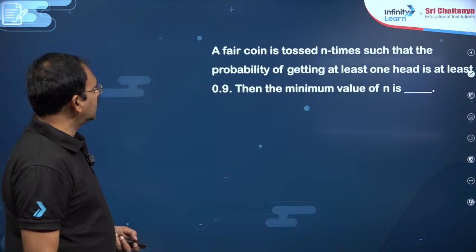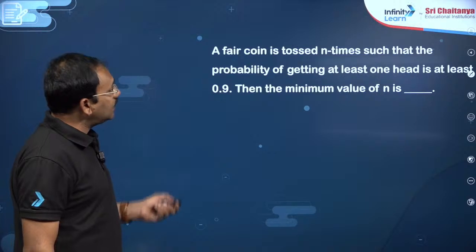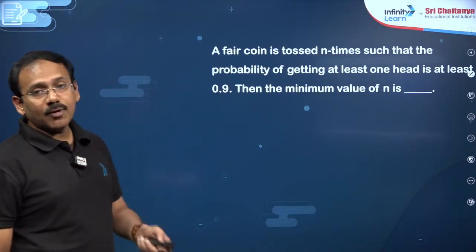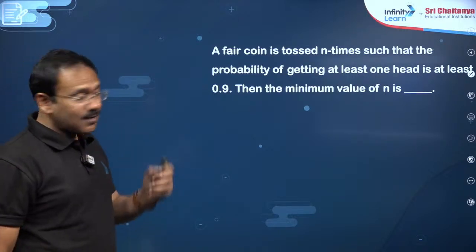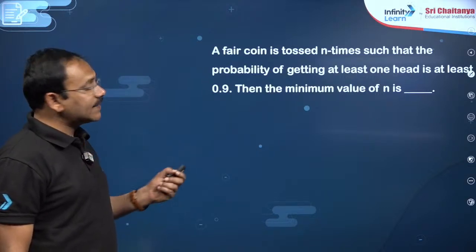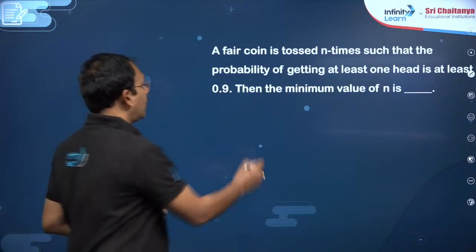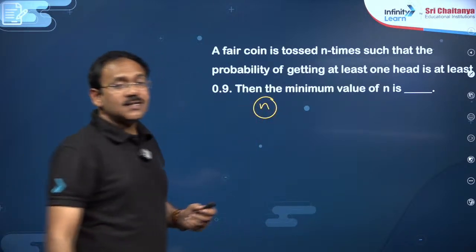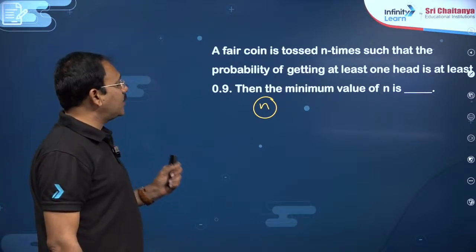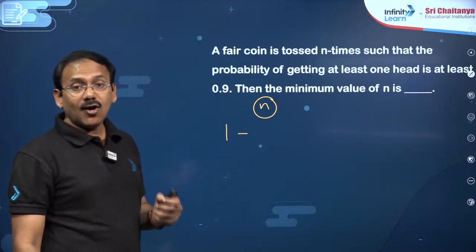In the same way, my dear friends, a fair coin is tossed n times such that the probability of getting at least one head is at least 0.9. It's a good question, an important question: the minimum number of n. Suppose the coin is tossed n times. What is the probability of getting at least one head? It means total minus no head, all tails.